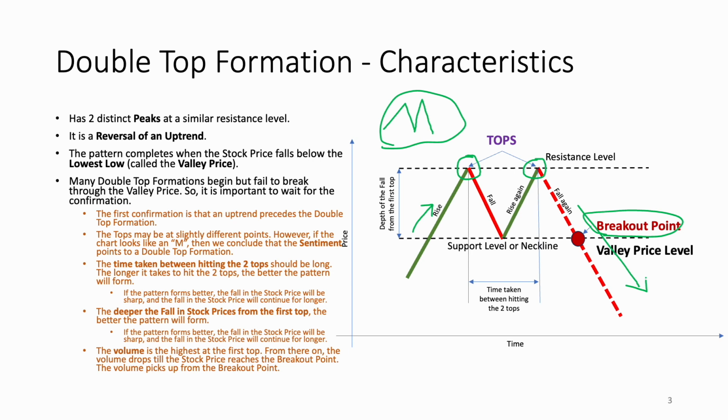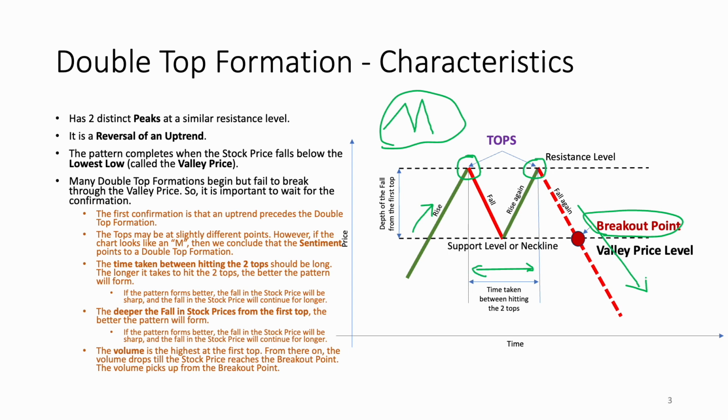Another factor is the time between the two tops. If it is fairly long, by which I mean 1 month, 2 months, or 3 months, something like that, then it is more or less certain that the double top will take place. So this is one criterion: the time taken between the two tops should be high.